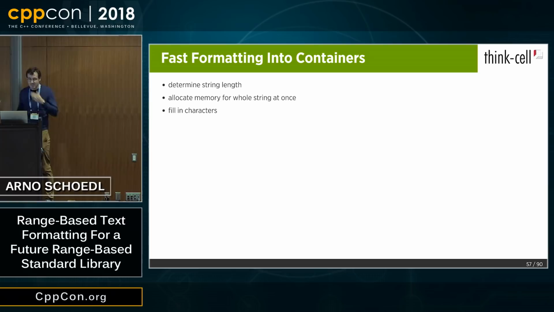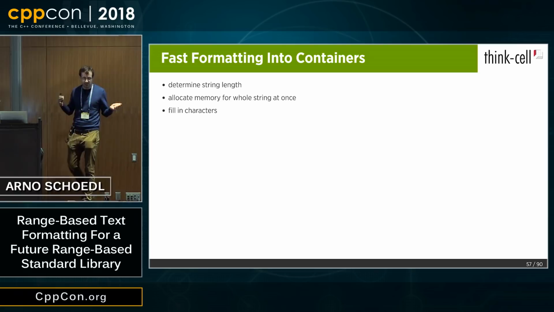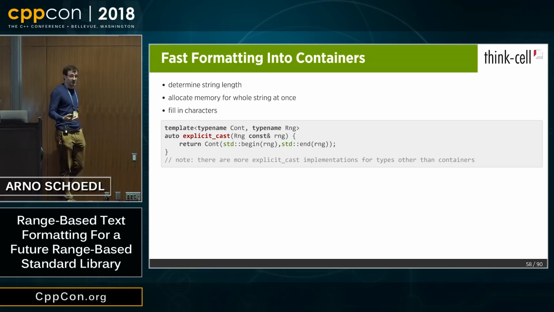Okay, let's get that into containers. What's the perfect way to get stuff into the container? Well, you know the size in advance, you allocate once, and then you write all the characters into the container. You can't really be any faster than that. So let's see how this goes. The first attempt is just to use the container constructor for two iterators.